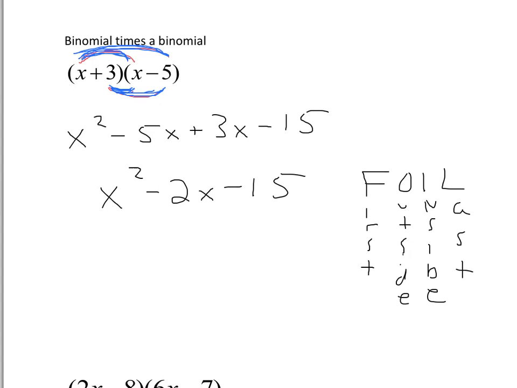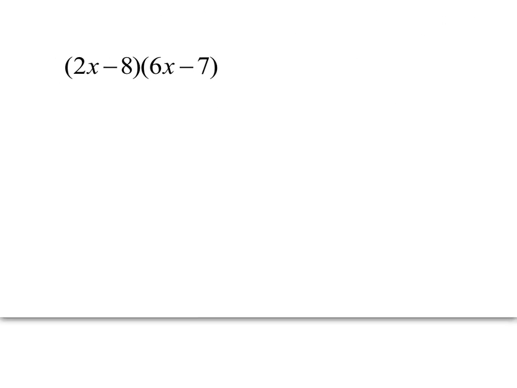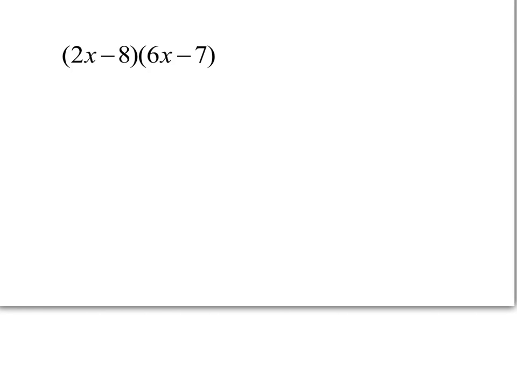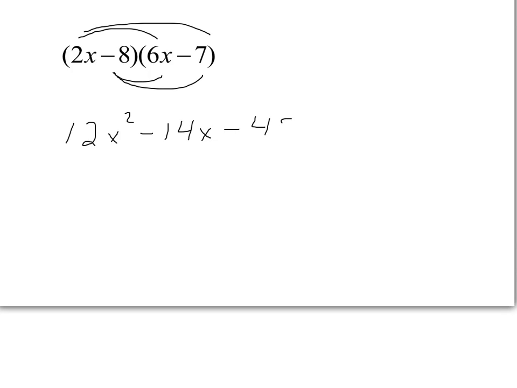So let's try another one of these thinking about the FOIL method. So I'm going to do the firsts, then the outsides, then the insides, then the lasts. So 2x times 6x, 2 times 6 is 12, x times x is x squared. Outside, 2x times minus 7, multiply those, you get minus 14x. Inside, minus 8 times 6x is minus 48x. And then negative 8 times negative 7 is positive 56.